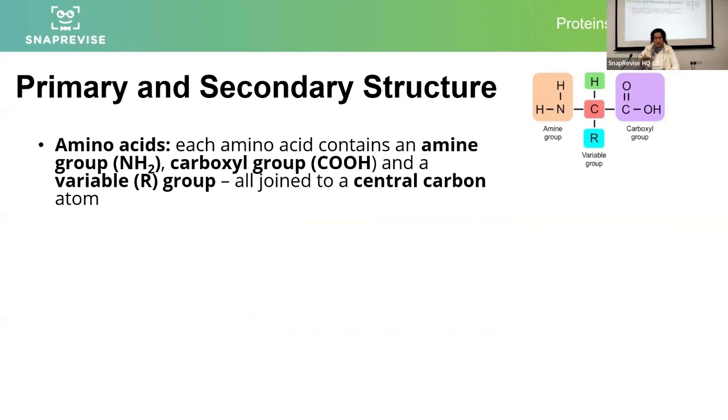So one thing that we need to know about protein structure is the structure of the monomer that makes up proteins, which of course are the amino acids. And we need to know the 4 things that are associated with the one central carbon.